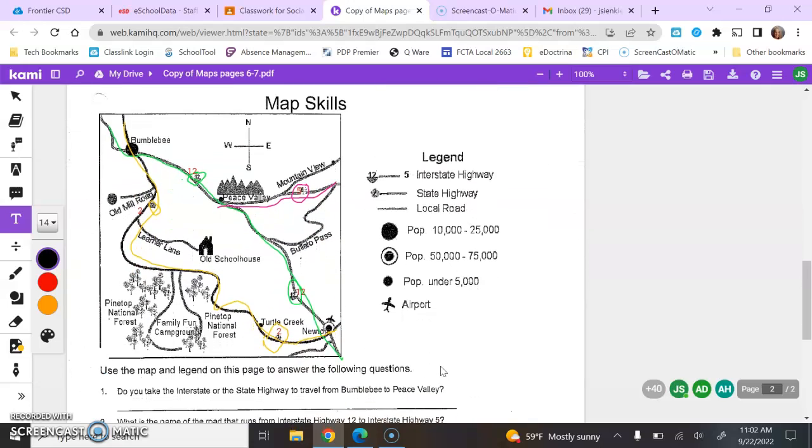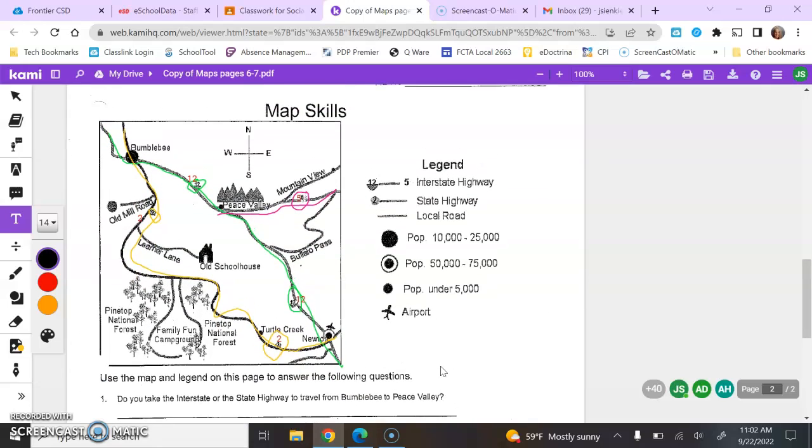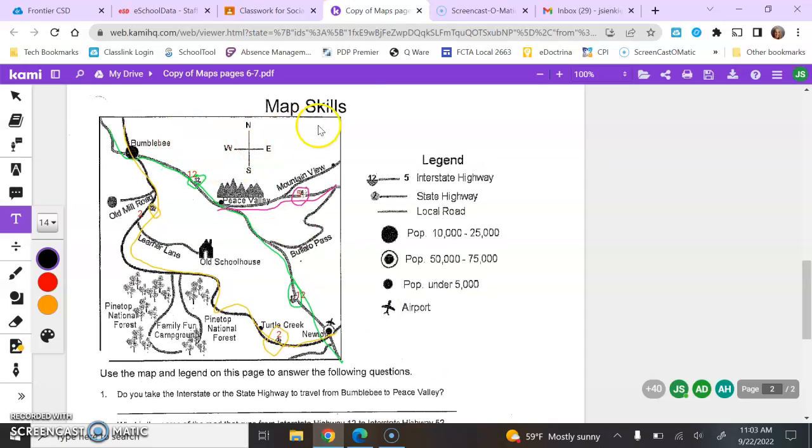Okay, on to our second page. Again, we're continuing with map scales, and we have this map here. There is a compass rose on this one showing you which direction to look for north, south, west, and east. We also have a legend that explains what these symbols on the map are for.